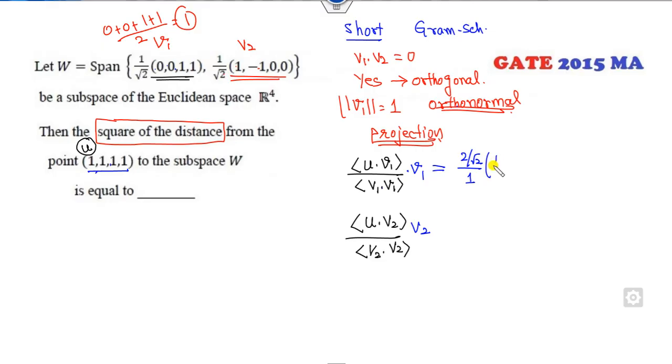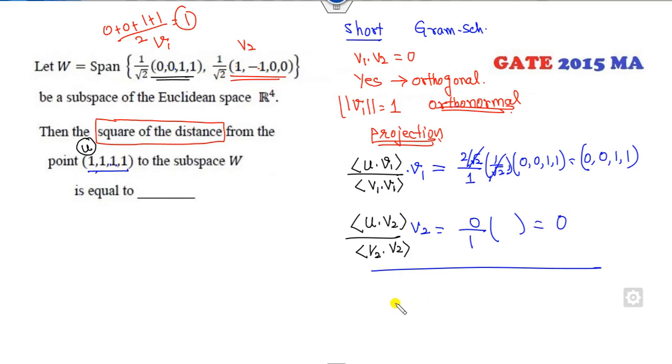So what is v1? It is 1 by root 2 of (0, 0, 1, 1). So 1 by root 2 cancels out, giving 0, 0, 1, 1. Similarly here, what is u dot v2? It's 1 minus 1, 0, 0. It's a 0. 0 over 1, times v2, is a 0. So the total projection, you can add the elements. This is 0, 0, 0. So the elements are 0, 0, 1, 1.